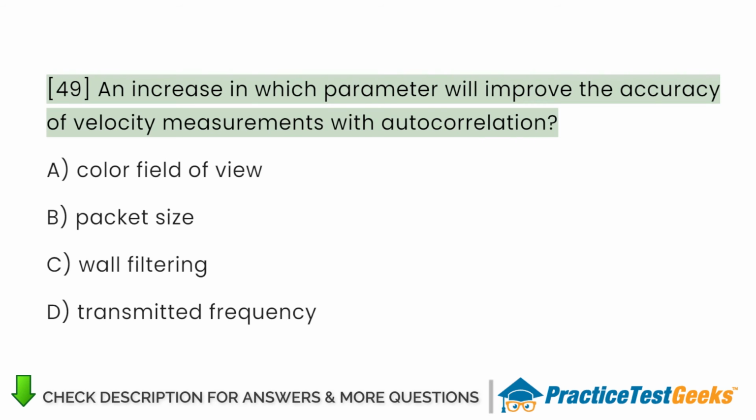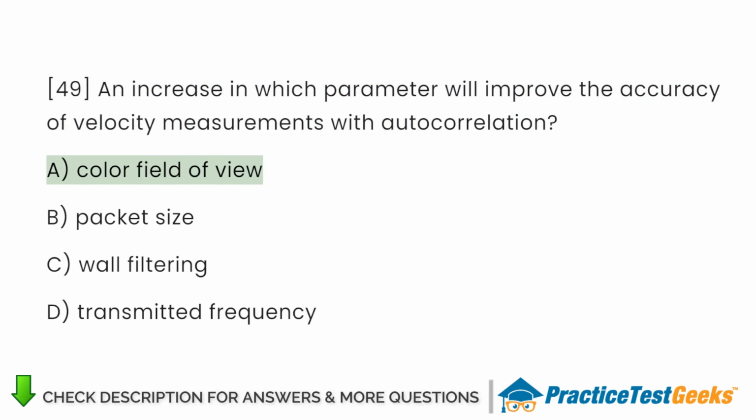An increase in which parameter will improve the accuracy of velocity measurements with autocorrelation? A. Color field of view. B. Packet size. C. Wall filtering. D. Transmitted frequency.